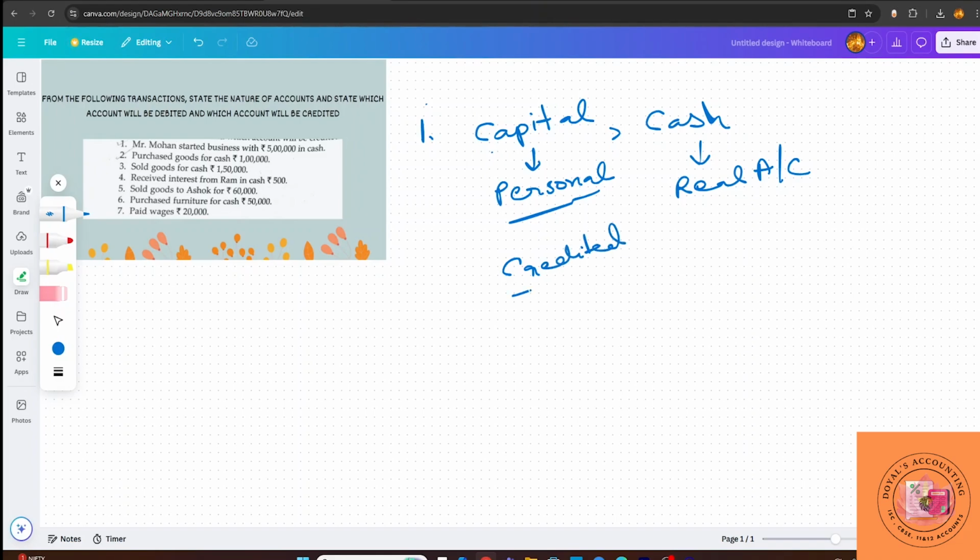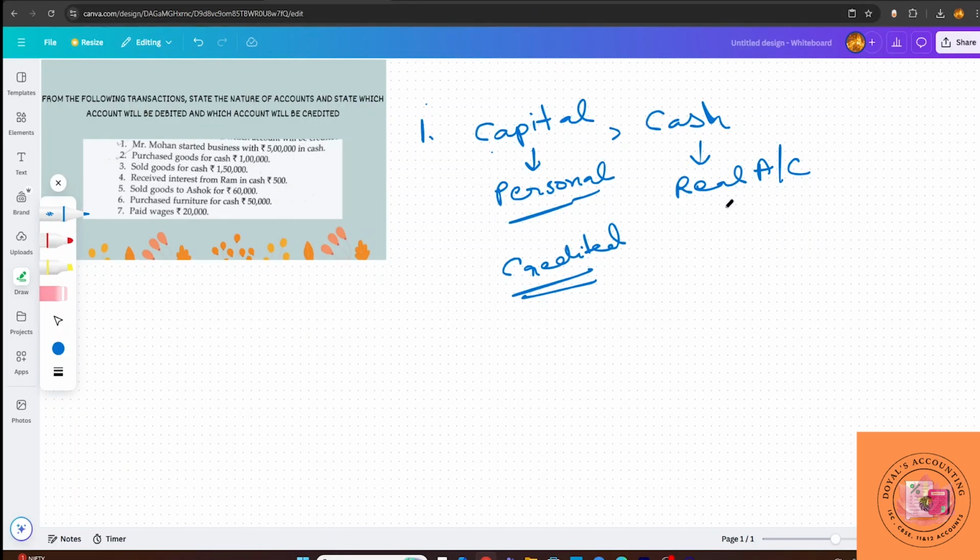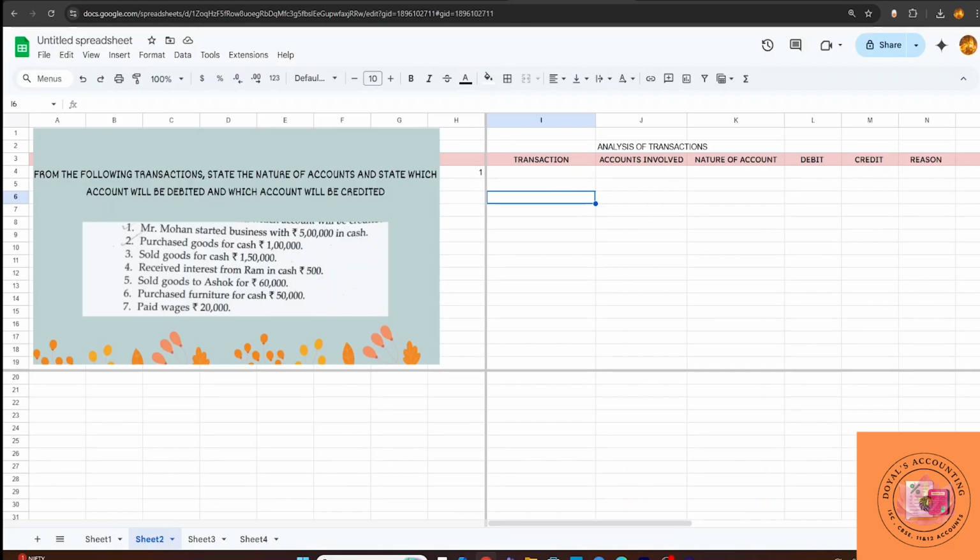Now, what is the rule for a real account? Debit what comes in, credit what goes out. So what is coming into the company? Cash is coming into the company. So we will debit cash. Let me write it down in the spreadsheet as well so you will get a better understanding.